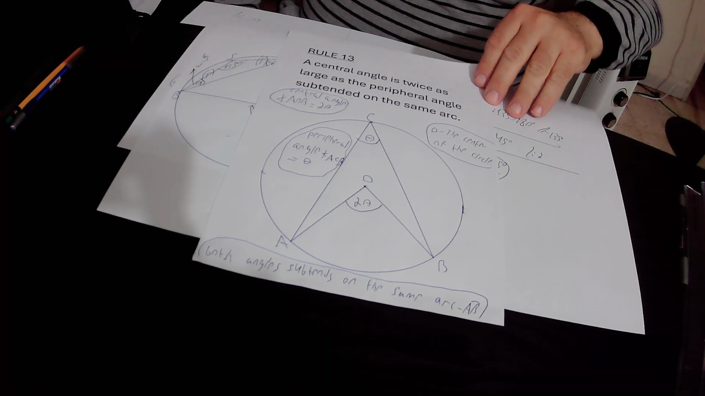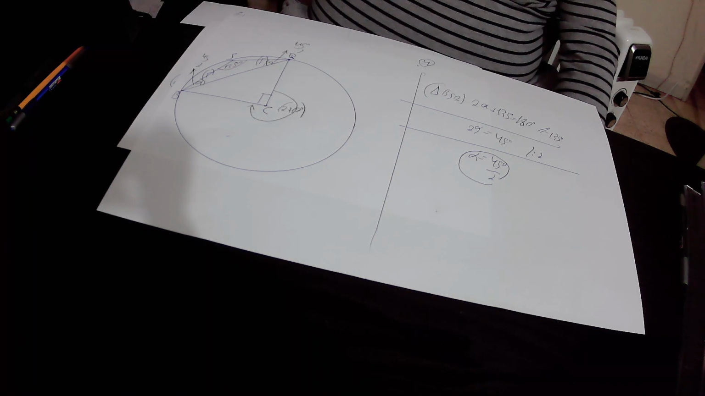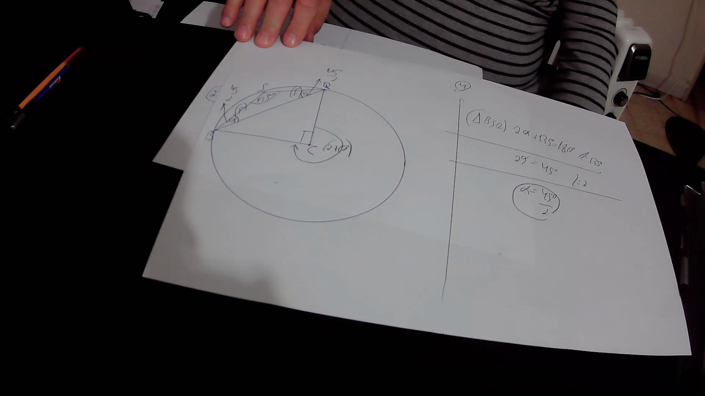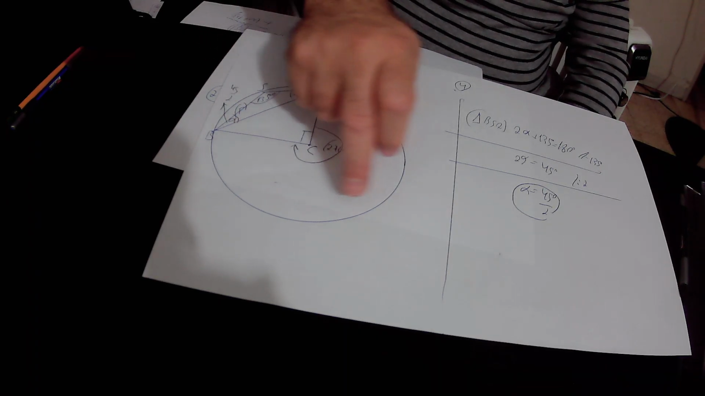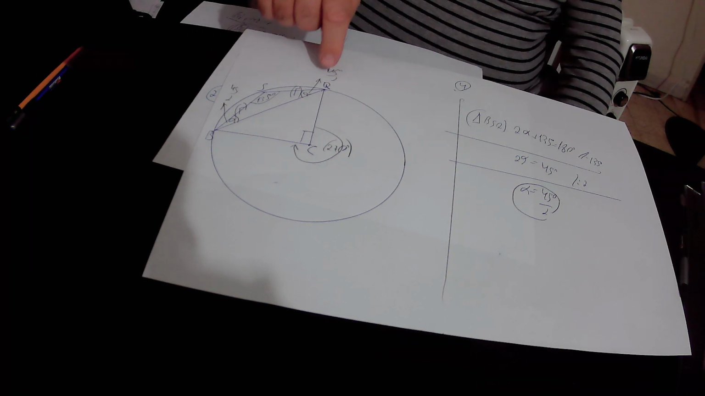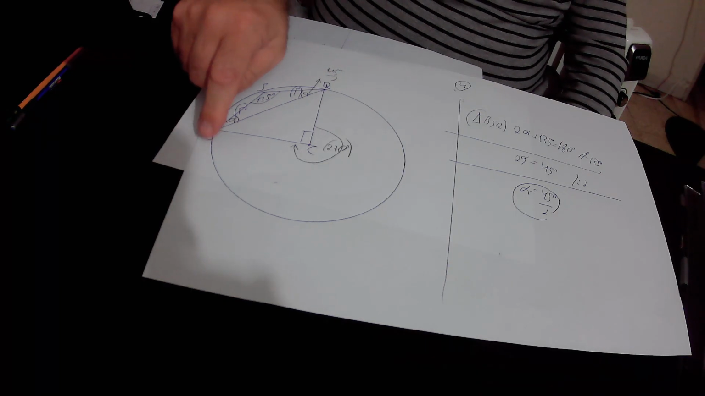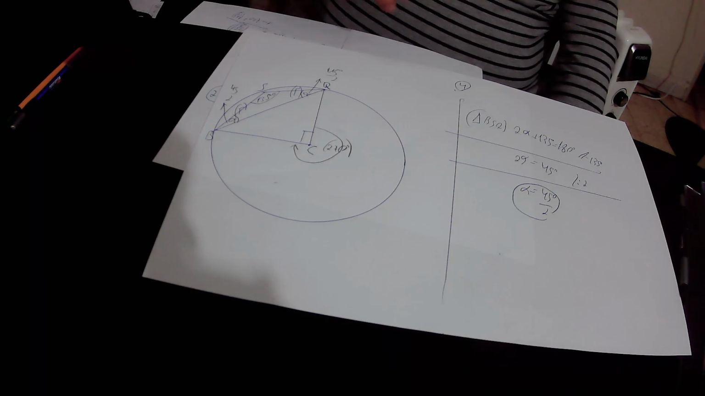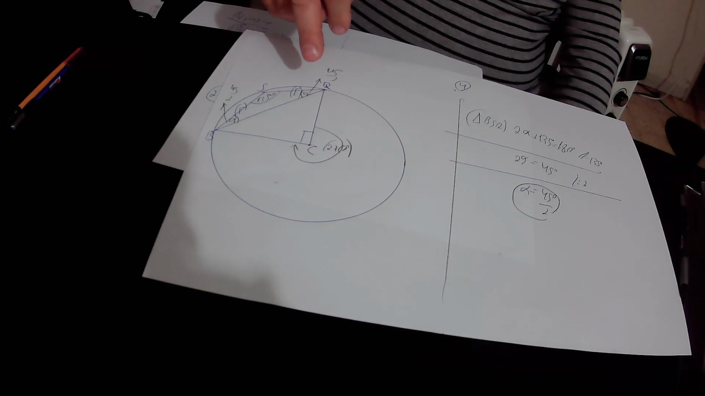We can actually implement rule number 13 in our drawing. Why? Because in our drawing we have peripheral angle BSQ. This peripheral angle BSQ is subtended on arc BQ. And we also have central angle BCQ. This is the central angle BCQ. This central angle BCQ is subtended on the same arc BQ. And therefore the central angle must be twice as large as the peripheral angle BSQ that is subtended on the same arc BQ.